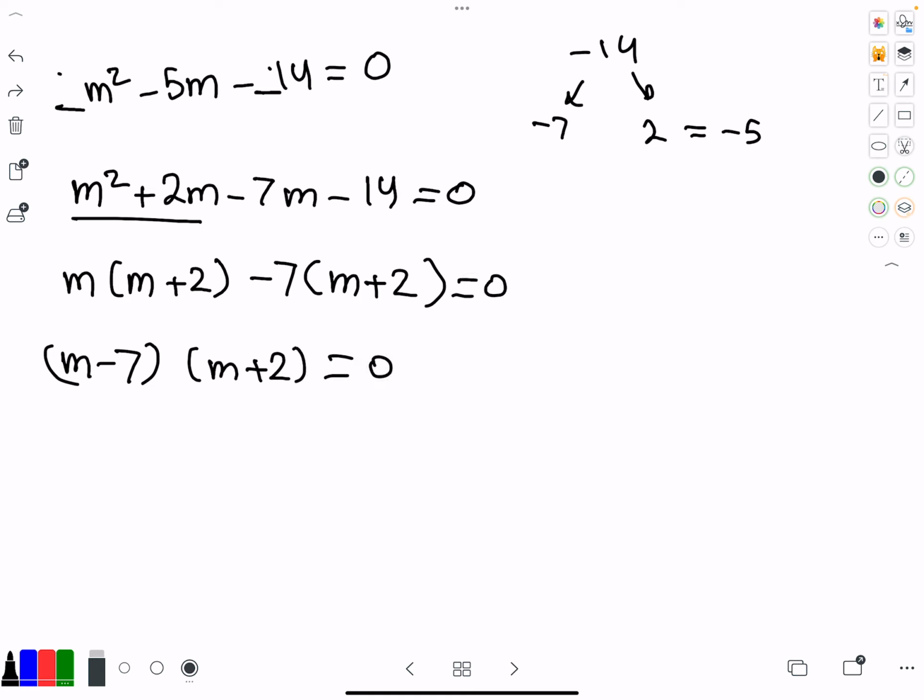And now you do the same thing we just did. You split it into 2. So it's going to be m is equal to 7 or m is equal to negative 2. Have you seen anything easier than this?